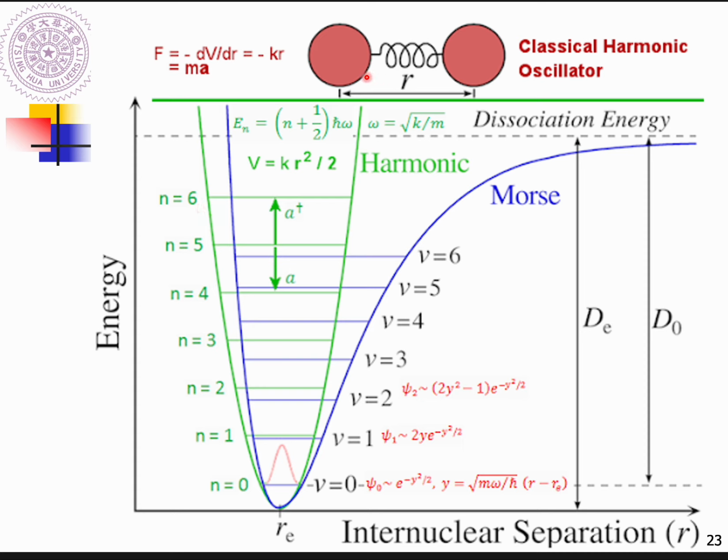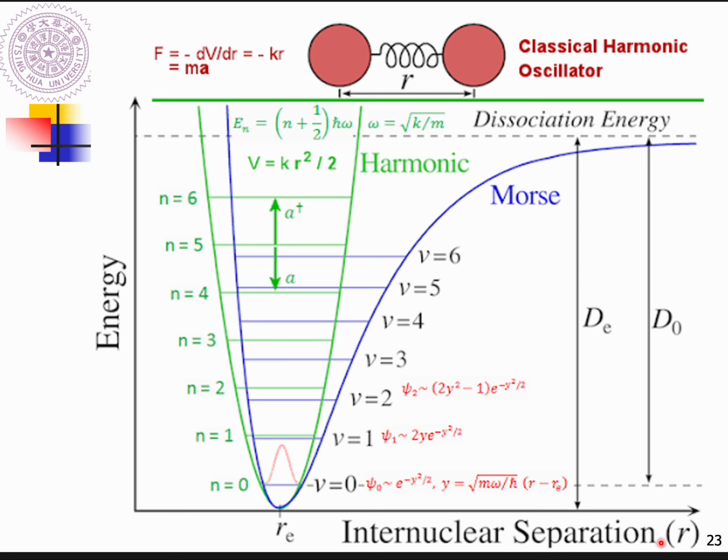So this is, as we mentioned before, a classic harmonic oscillation model. You can see that there are two atoms connected with a spring, with a spring constant K, and this K is related to the bond strength, bond numbers, as I mentioned before. The vertical axis is energy, and the horizontal axis is the internuclear distance between these two atoms.